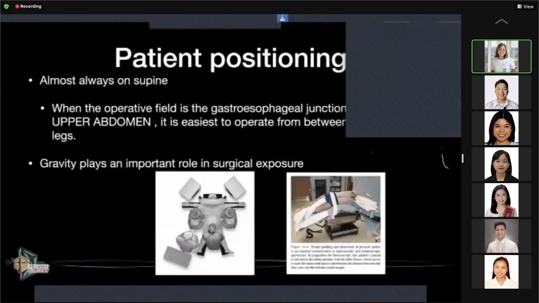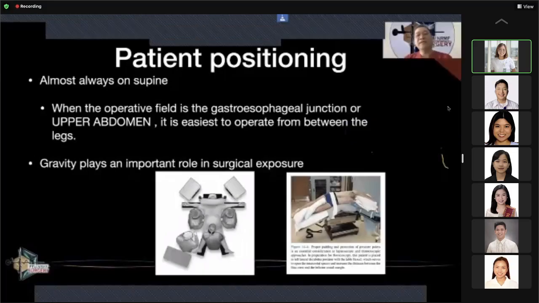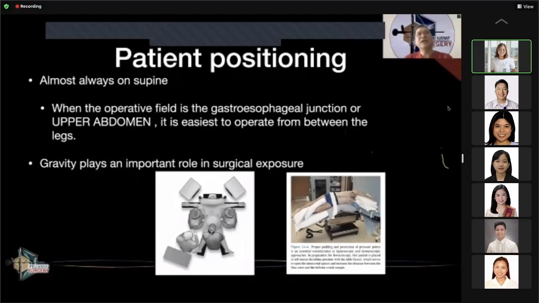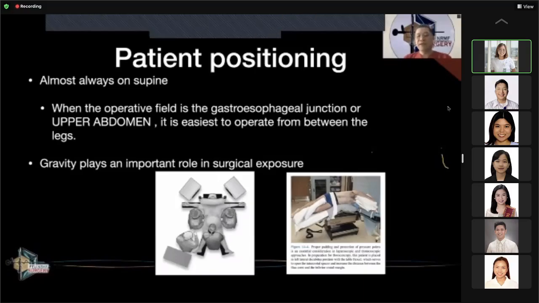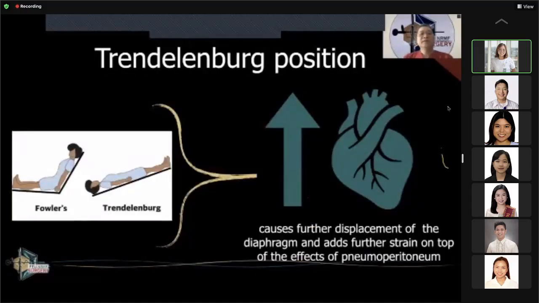So these are the different patient positions. Usually patients are in supine position and the surgeon can stand on the left or right or even in between the legs. You call it the French position. Or the patient is in lateral decubitus for retroperitoneal approaches. Most of the time, we use the supine position. Trendelenburg position is head down. Fowler's position is head up.